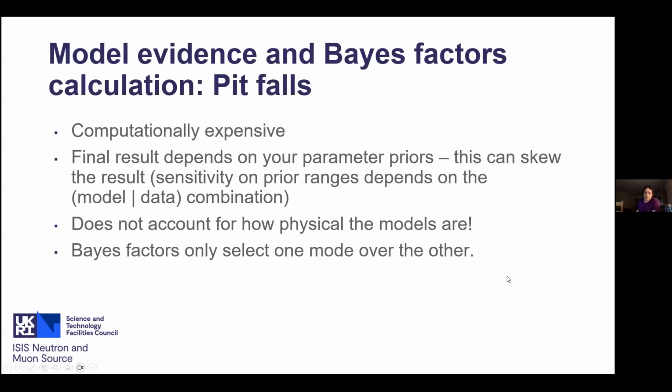So obviously we should talk about the pitfalls. As I said earlier, it's computationally expensive. Nested samplers take a while to run and they use a lot of processing power. Okay, your final result depends on your parameter priors, and this can skew your results.